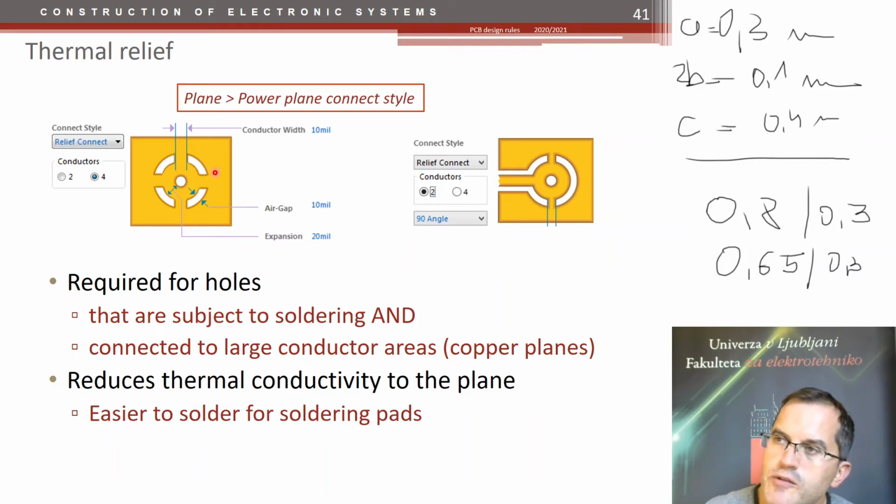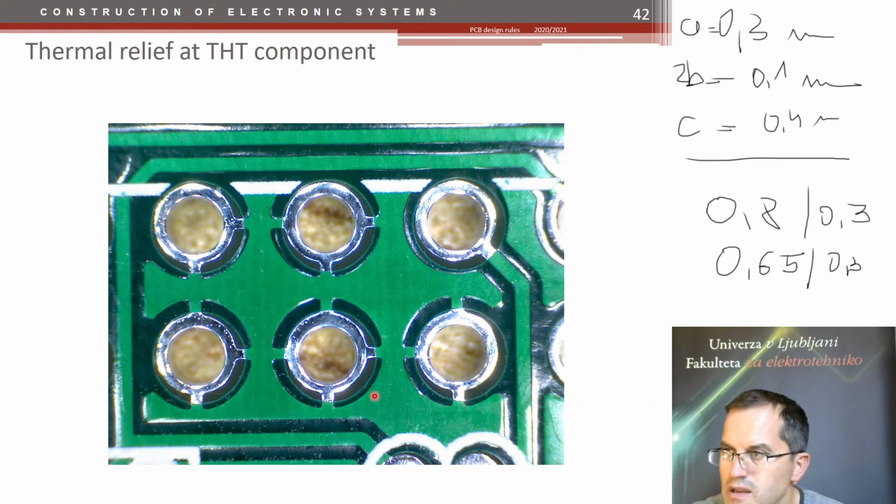And therefore, you have to use so-called thermal reliefs. These are these fingers that connect this hole, plated through hole, to a copper plane. You can use 4, 2, or similar. And it's important for soldering. And if this is used, then this pad would heat up quickly and it would solder easily. This is how the thermal reliefs look like in practice.